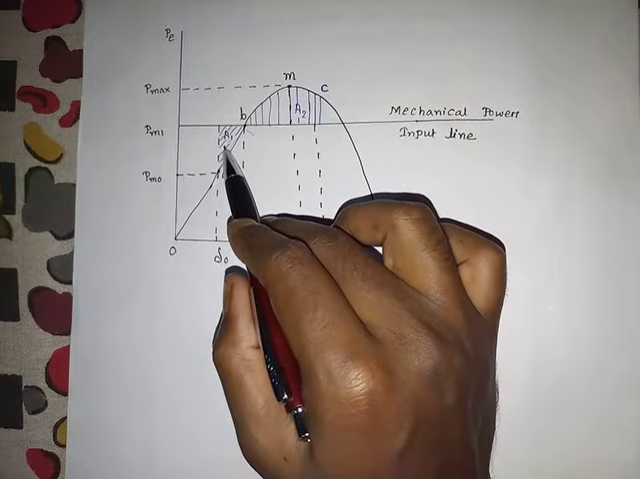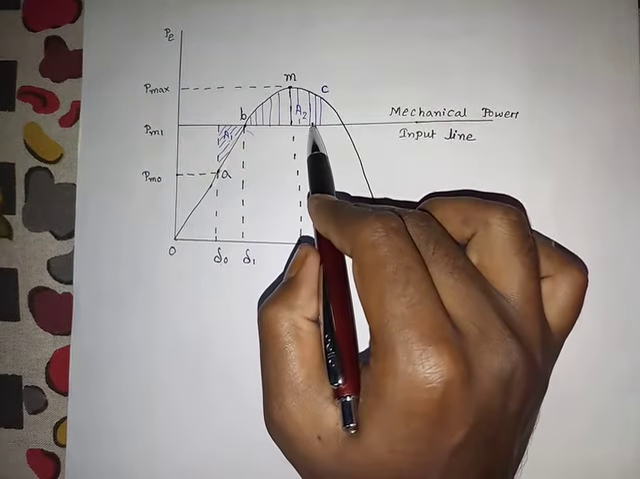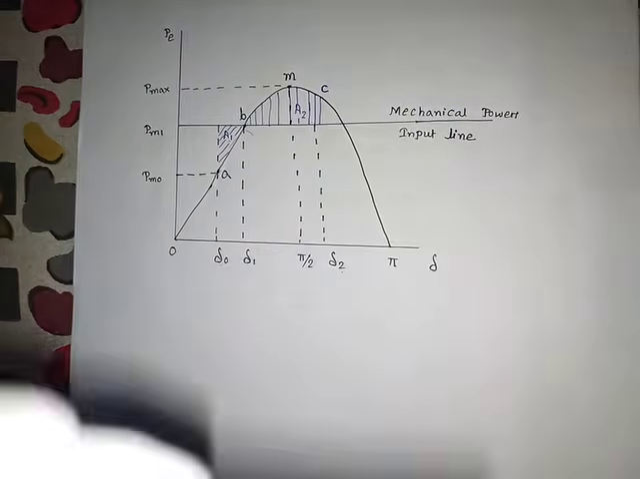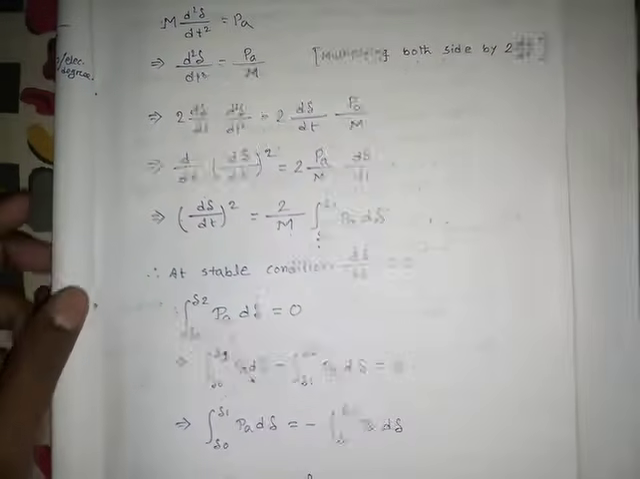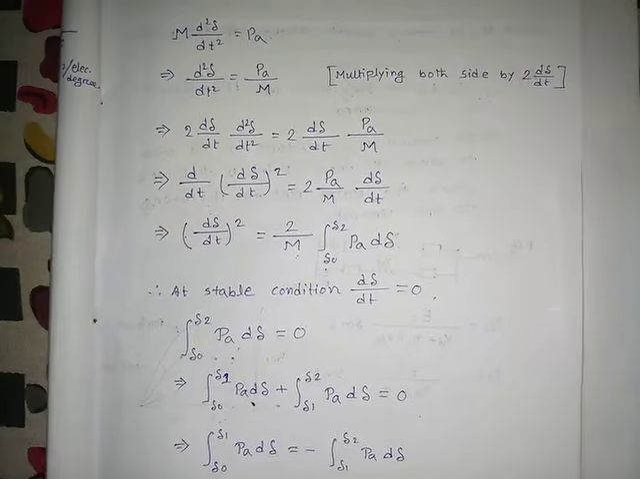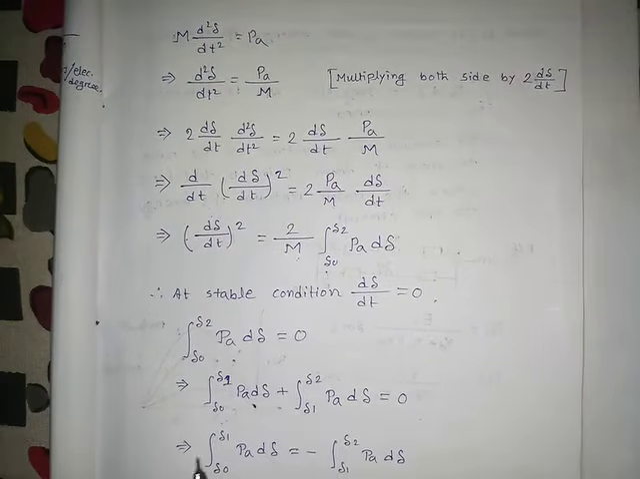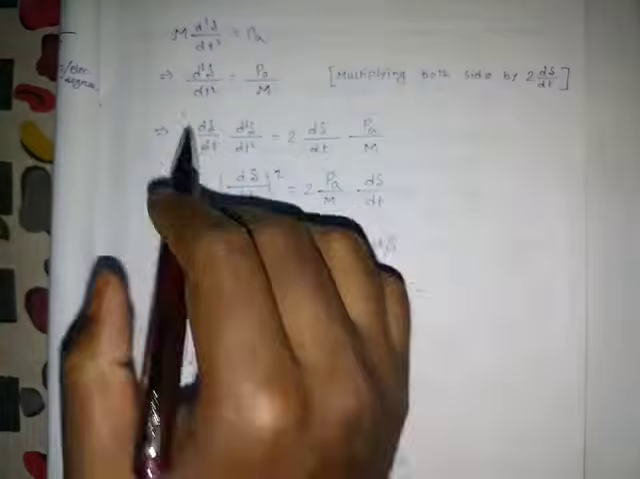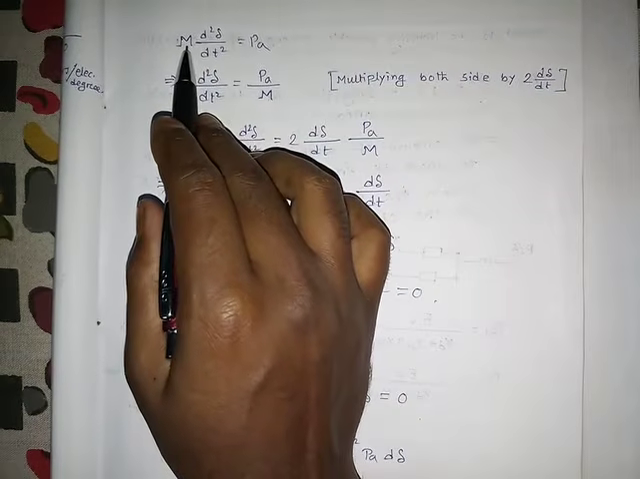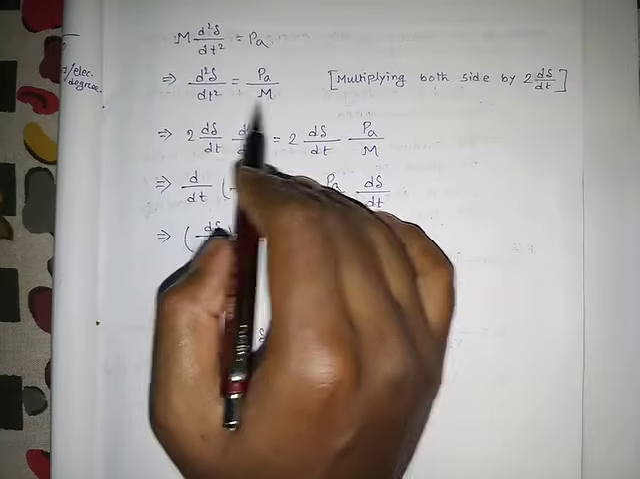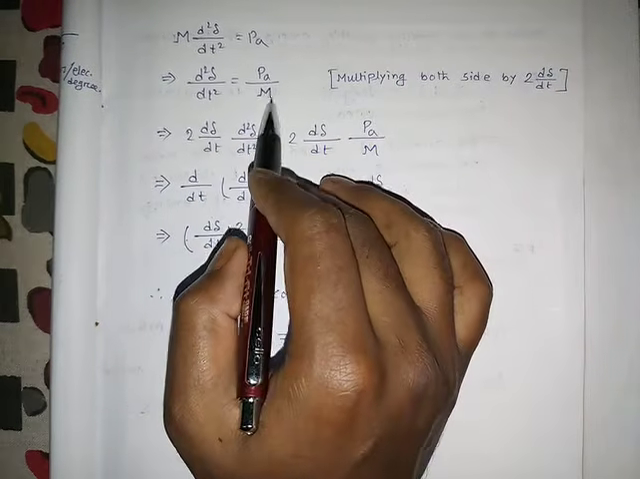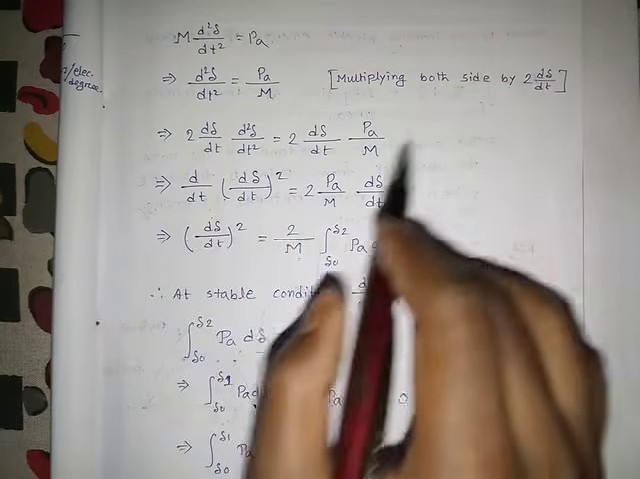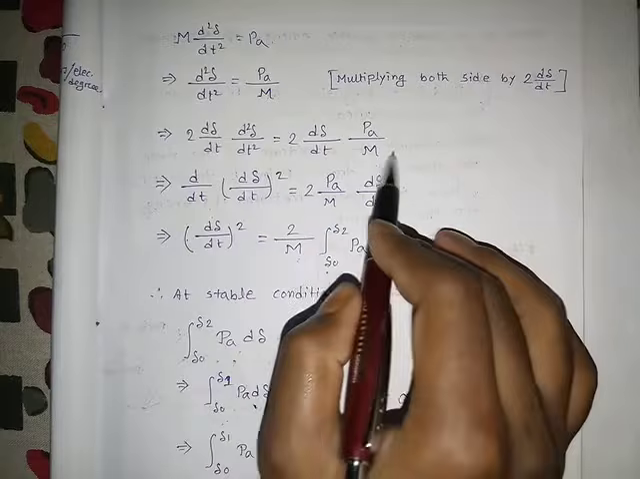So we are considering A1 as the accelerating area and A2 as the decelerating area, to see how they relate to each other. Now coming to its equation, we know our accelerating power equals m d square del by dt square. So this m is cross multiplied, giving d square del by dt square equals pa by m. We are multiplying both sides by 2 d del by dt.